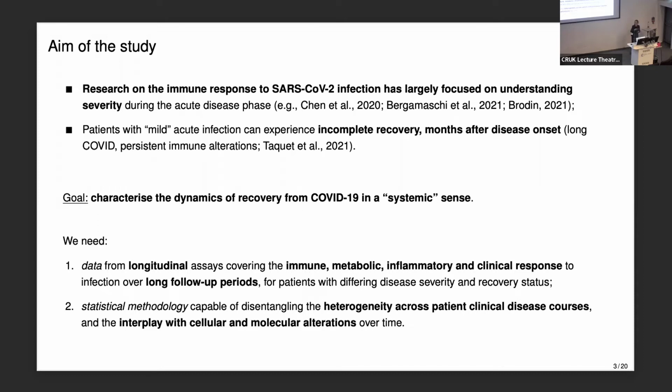But other symptoms may be linked to some chronic states, which involve biological processes that are actually very different from those of the acute phase. So really we have this clinical heterogeneity that translates at a molecular level. If we want to understand this better, we need statistical methodology that's able to disentangle this patient heterogeneity over time. We also need to understand the interplay between the clinical disease course and the different biological trajectories over time. So this is the idea.